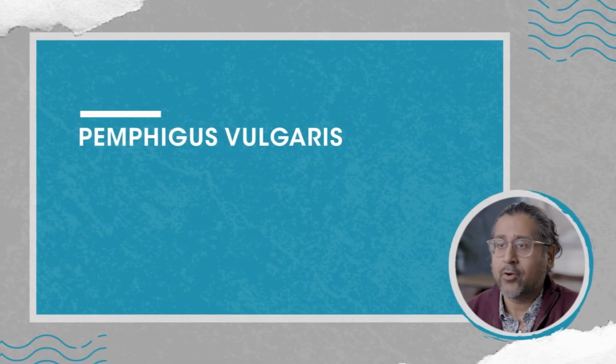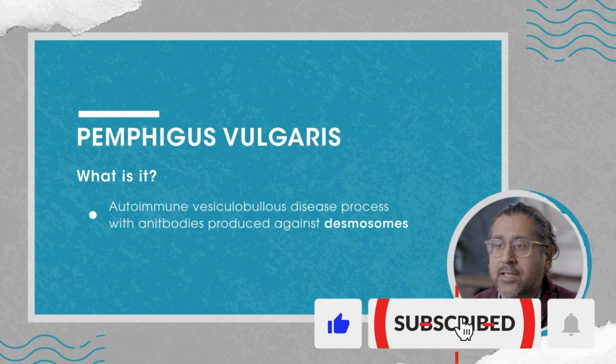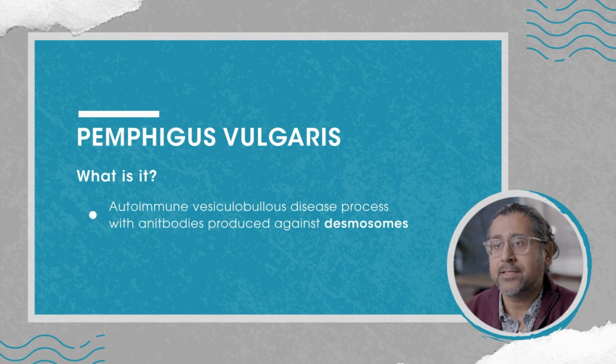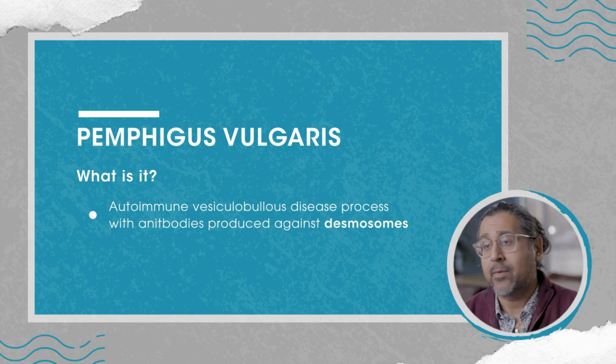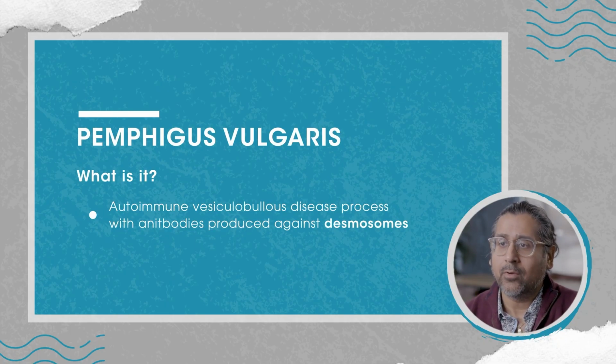So our first topic is going to be Pemphigus vulgaris. This is an autoimmune vesiculobullous disease process in which your body actually produces antibodies against desmosomes. Now, that's probably a buzzword that you remember from boards. What are desmosomes? These are the proteins that are actually responsible for holding the epithelial cells to one another, all right?